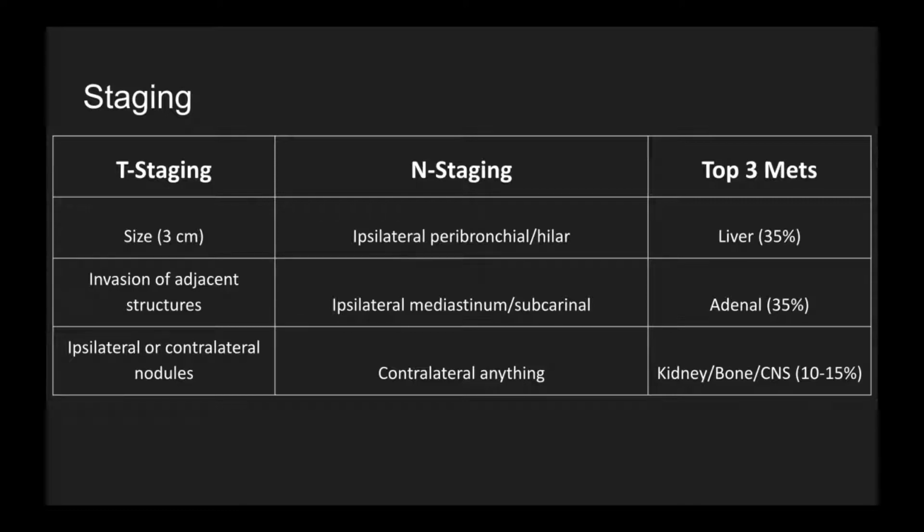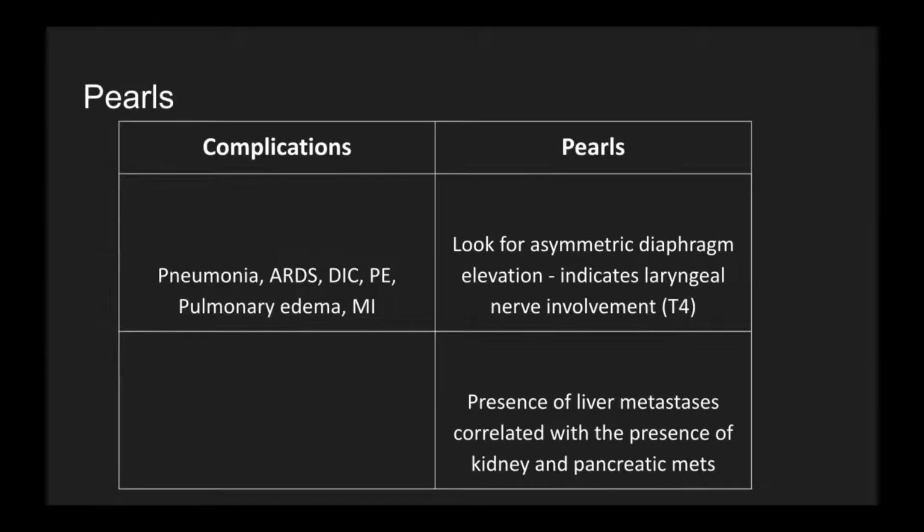Looking at metastatic sites, you're going to see liver and adrenal glands being by far the most common, and then the kidney, bone, and CNS. At our institution, they do chest and abdomen studies, and that's kind of a nice way to think about the location of these mets, because essentially that scan will cover the most common metastatic sites outside of the brain.